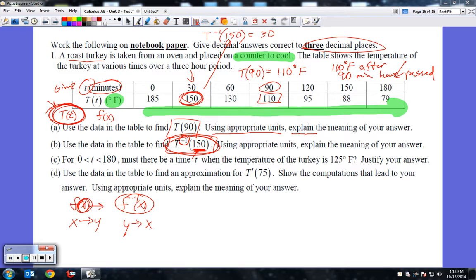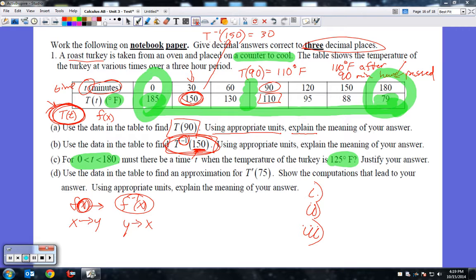Alright, so between 0 and 180, must there be a time, t, when the temperature of the turkey is 125 degrees Fahrenheit? So if I'm looking at here 185 all the way to 79, well, they're saying between 0 and 180, if you have 185 and you have the 79, must there exist a 125 somewhere over here? There must exist a 125 somewhere there. And the way we do that is we're going to show this with the intermediate value theorem. This is a continuous function of some sort. So the intermediate value theorem has those 3 rules.